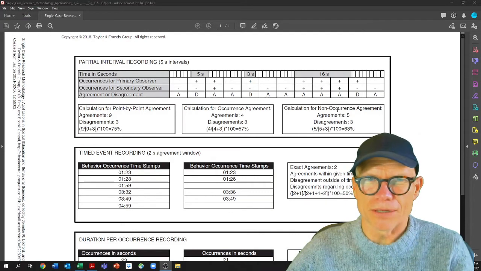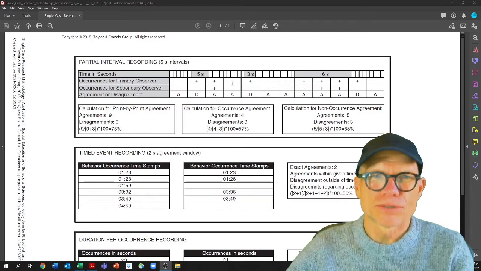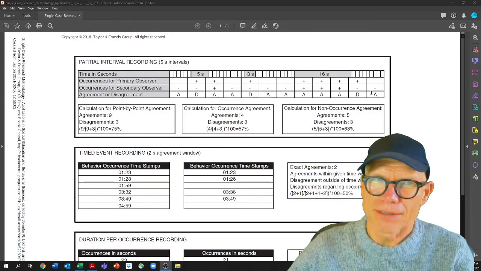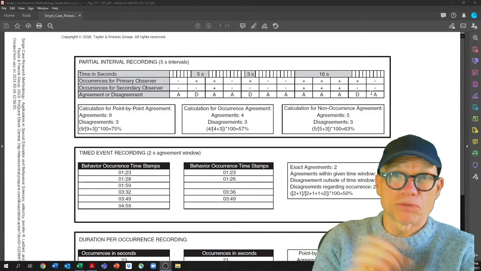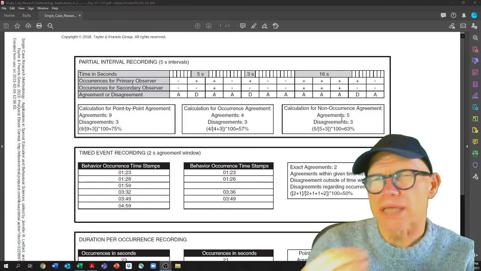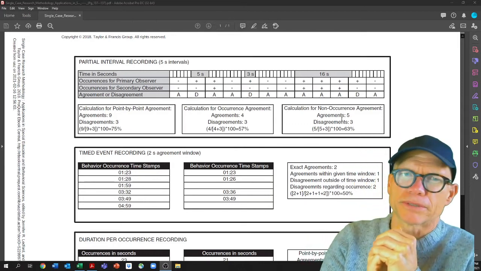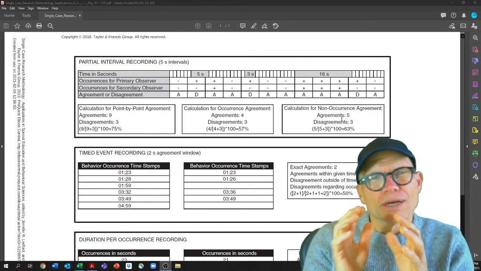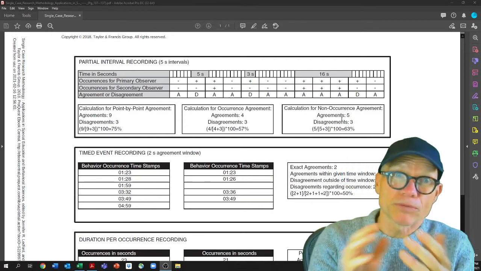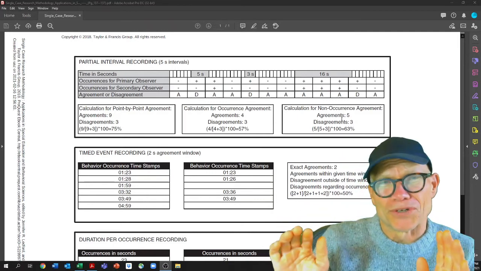The same thing for non-occurrences. You can see that there were 1, 2, 3, 4, 5 times that the 2 observers agreed that there was no behavior. Great. But there were still 3 times that they disagreed. So what percentage of their agreements were considered disagreements? Or how do they weigh together? It looks like there's a bigger problem in this case with occurrence agreement, or them agreeing when a behavior happened. Overall, that 75% is just not very good. You'd want to redo this.